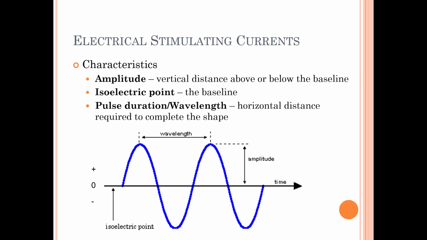The amplitude of the current is the vertical distance above or below the baseline. The isoelectric point is considered the baseline. This means that it is the point at which there is not a positive or a negative charge within the current. The charge is zero. The pulse duration is also referred to as the wavelength. This is defined as the horizontal distance required to complete the shape of the wave.